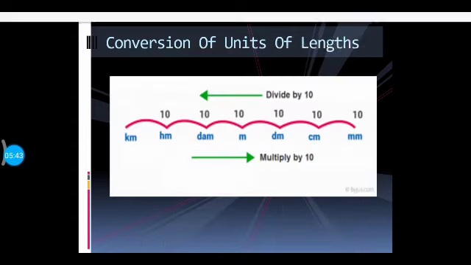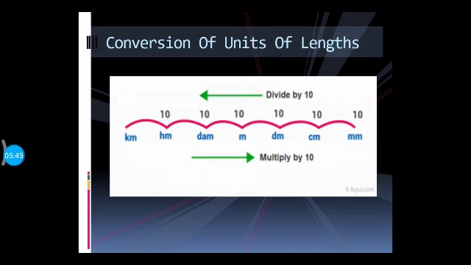Okay, here you can see one more chart is there, that is only for units of length. Okay, as I have already told you, we just replace those metric prefixes and write the basic unit in front of them. So this will become kilometer, hectometer, decameter, meter, decimeter, centimeter, and millimeter. Rule is same.